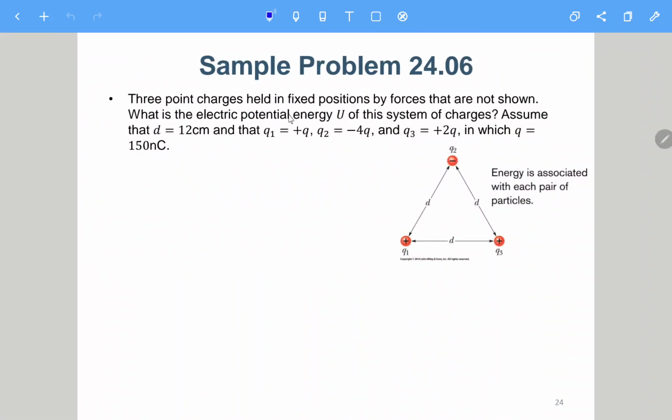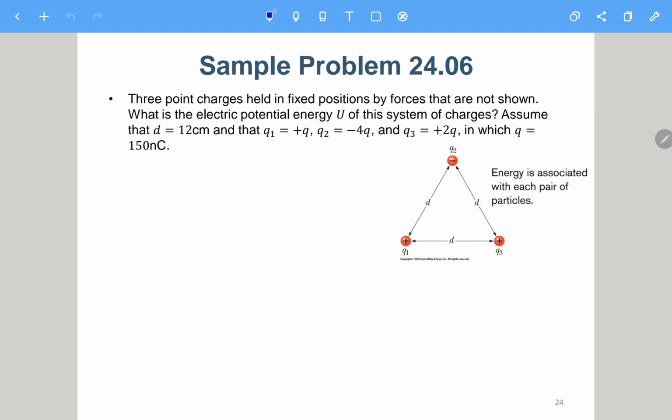Okay, so here it says 3 point charges are held in fixed positions by forces that are not shown. Of course, if we try to fix them there, there will be some forces either attracting or repelling them, so if you need to fix them, there must be some external force to fix them. So that's what is not shown. What is the electric potential energy U of this system of charges, assuming that d equals 12 centimeters and that Q1, Q2, Q3 are multiples of Q, in which Q is 150 nanocoulombs?